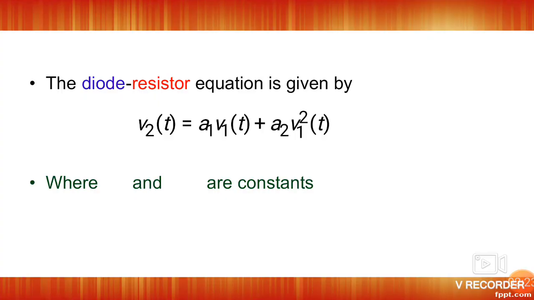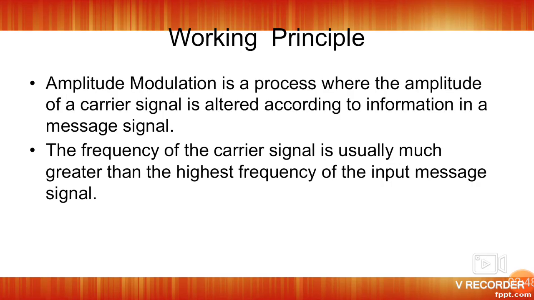That law is given as the diode equation and can be written as follows. Let V1 of t be the input and V2 of t be the output voltage, and both are related in such a way that V2 of t equals A1 into V1 of t plus A2 into V1 of t the whole square. Here V1 and V2 are the input voltage and output voltage, and A1 and A2 are constants.